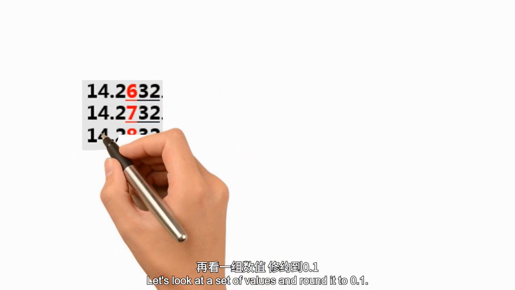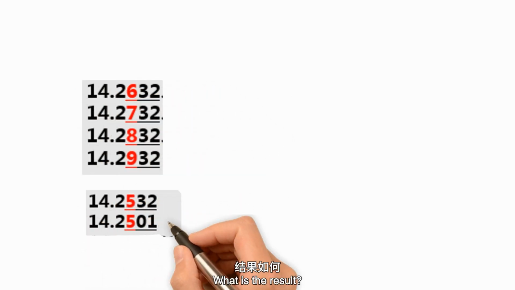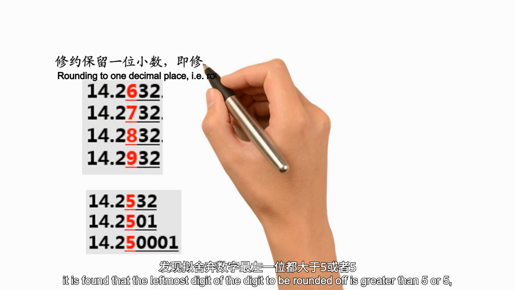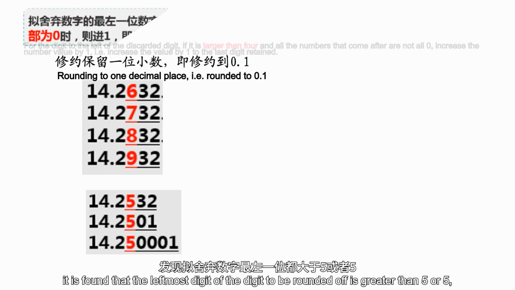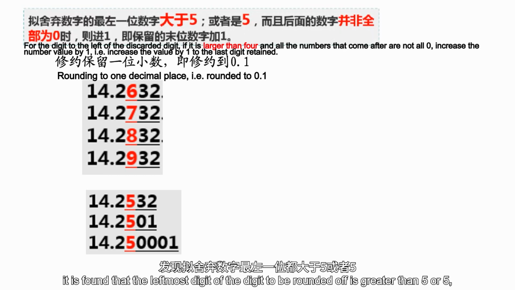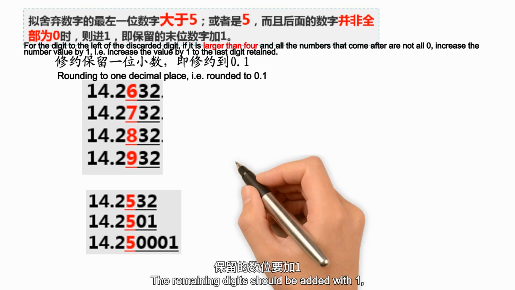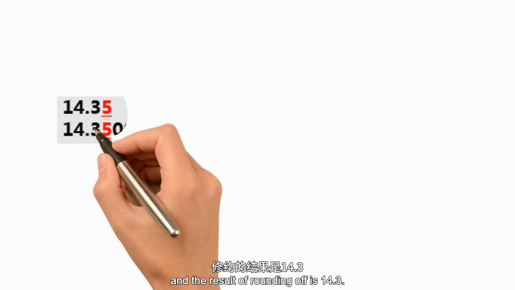Let's look at a set of values and round it to 0.1. What is the result? After observation, it is found that the leftmost digit of the digit to be rounded off is greater than 5 or 5. But the digits after 5 are not all 0. The remaining digit should be added with 1, and the result of rounding off is 14.3.